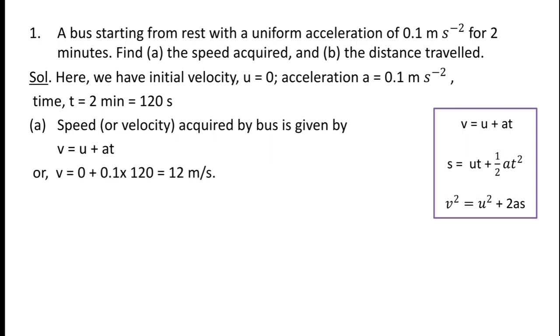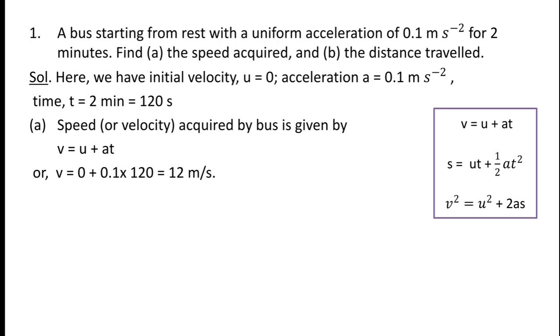So we have the equation v equals u plus at. Again we can write v equals u, which is 0, plus a, which is given as 0.1, so we write 0.1 into 120, the time is given as 120. So after solving this we have 12 meter per second. So we find the value of the speed acquired by the bus as 12 meter per second. Now let us see the next part.